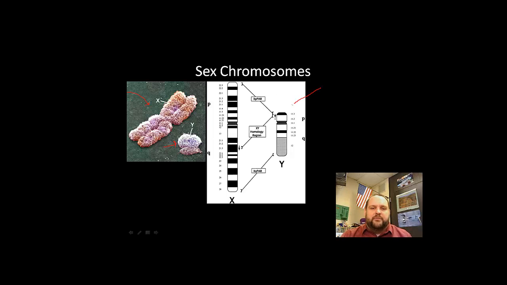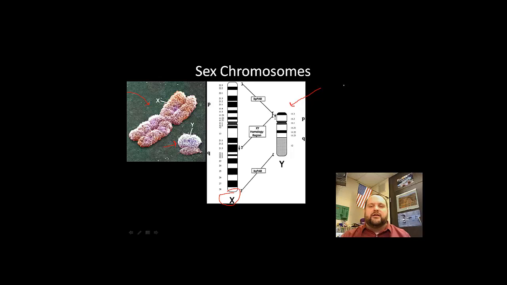And here's another little picture that kind of shows that. The X chromosome over here is huge. It contains a ton of genes. There's a lot of genes on this chromosome, a lot of different traits. But the Y chromosome is really small, and it doesn't contain many genes at all. Very few.